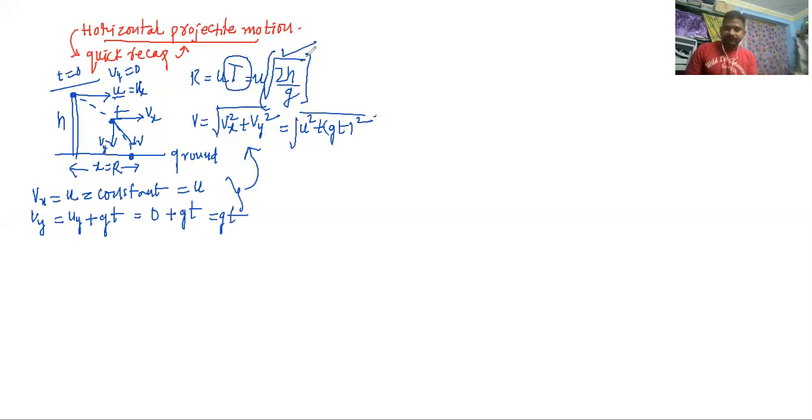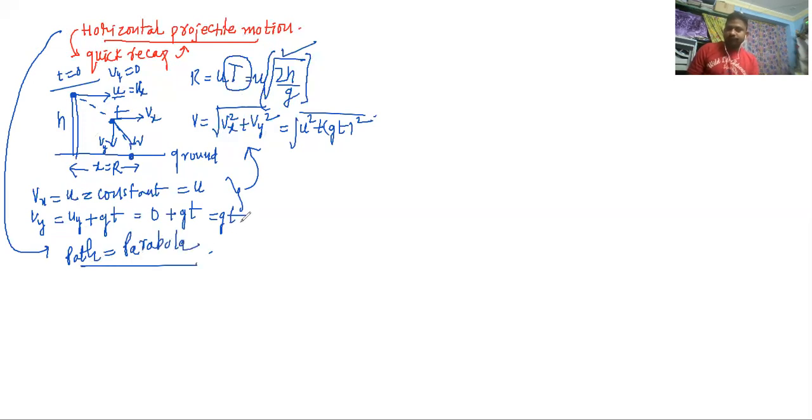Clear? Now, in this horizontal projectile motion, the path is also a parabola. Do you remember this? This path is also a parabola. For this, we have y is equal to kx square. So y is directly proportional to x square. This is the equation of the parabola. This we have already proved, my dear students.